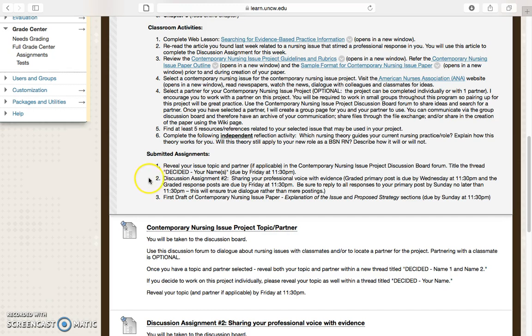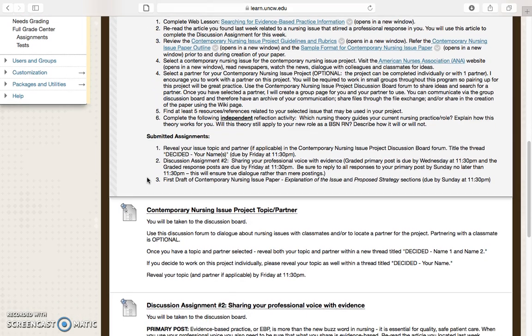The next thing you'll have due is the second discussion board assignment. You will be talking about your professional voice with evidence, and you will be doing primary posts and also response posts. Again, discussion board primary posts are always due by Wednesday at 11:30 p.m. and then response posts are due by Friday at 11:30 p.m. The discussion will take place all the way through Sunday, and grades will be submitted by the following week.